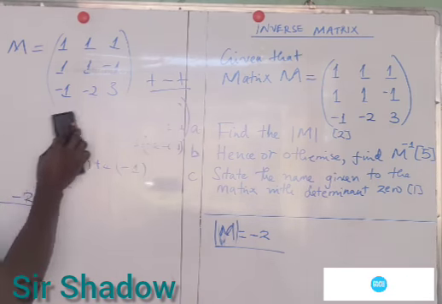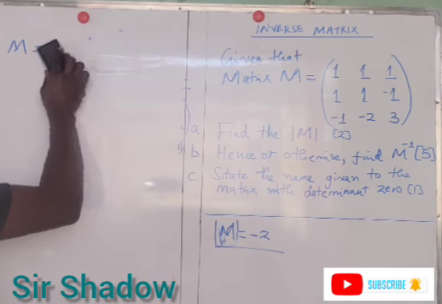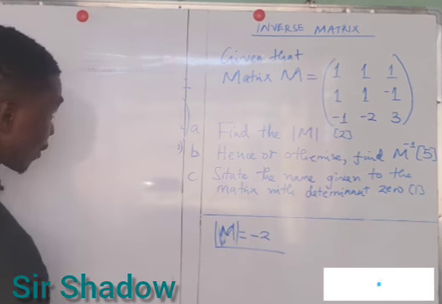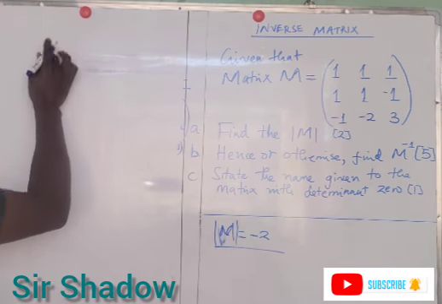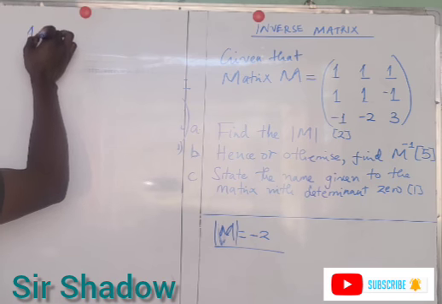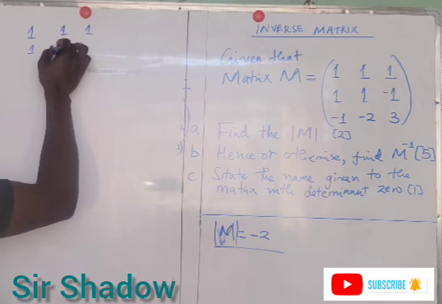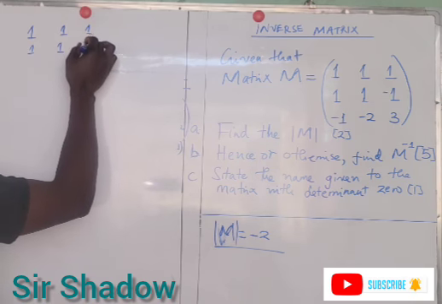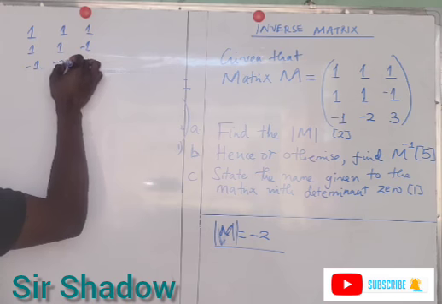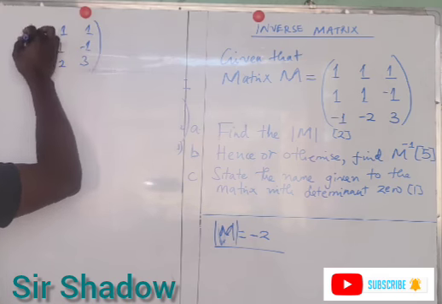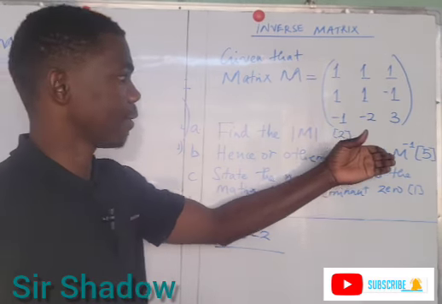Moving on to part B, the inverse of matrix M. Here we have the matrix M, with entries including negative 1, negative 2, and 3, and you want to find its inverse.